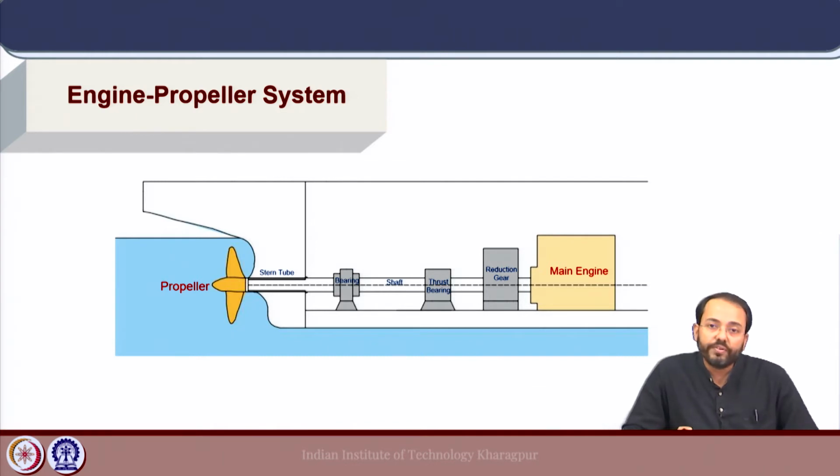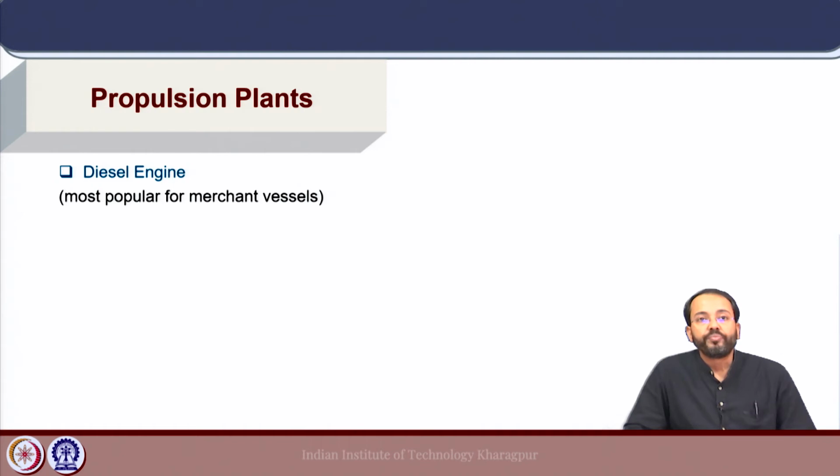So, now we will move on to the different types of engines or propulsion plants which are used in ships. So, the most popular propulsion plant used for marine vessels, typically for merchant ships, is the diesel engine. There are many types of diesel engines which we will discuss and which are used for specific purposes, and they are the most widely used form of propulsion plants for ships.